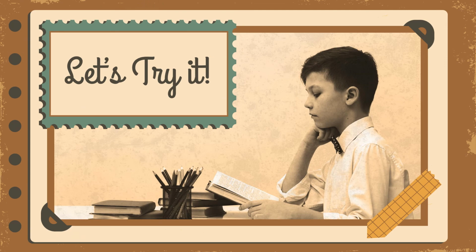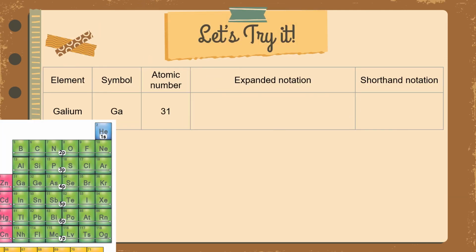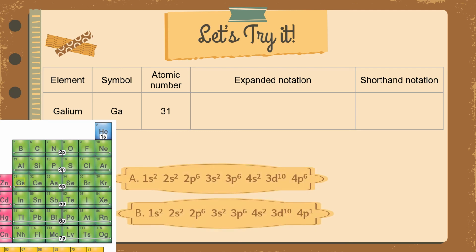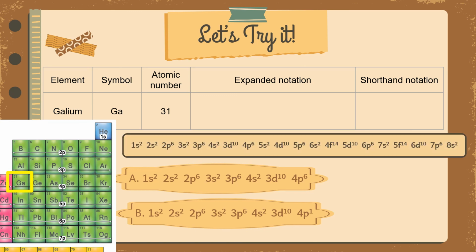Now, let's try it. Let's say we have the element gallium with the symbol Ga and atomic number 31. Identify the expanded notation and shorthand notation of gallium. I have here some choices. So let's start with the expanded notation. What is the expanded notation of the electron configuration of gallium?